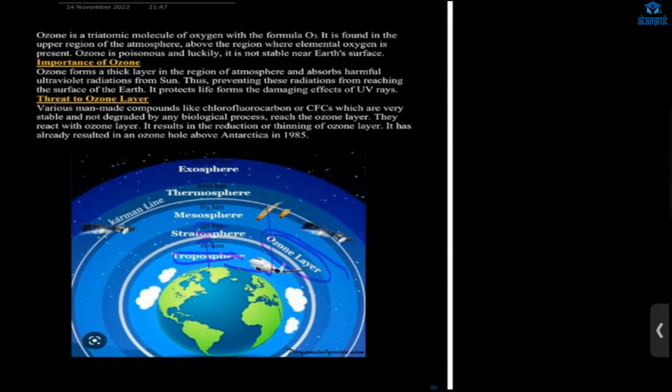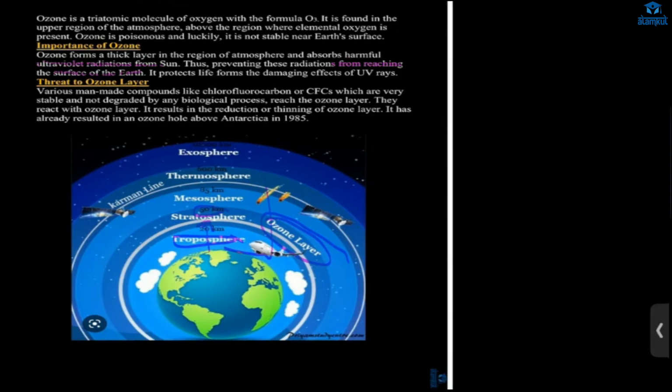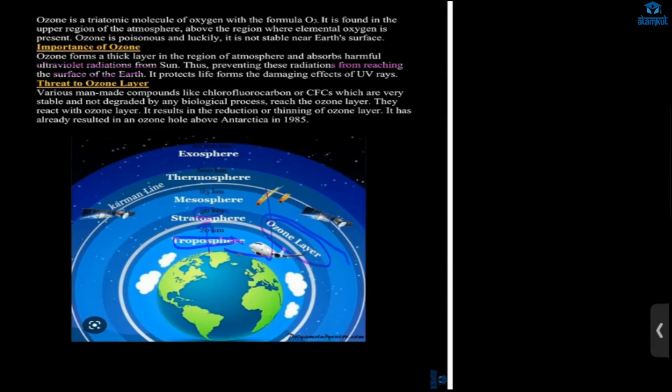It will absorb the harmful ultraviolet radiation from the sun, and it will prevent the radiation from reaching the surface of the earth. So this will help, because the life forms will get harmful effects if this ozone layer is not there. Okay, because of that we could get skin cancer and all other things. So this ozone is very necessary.